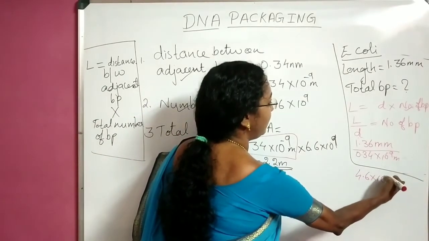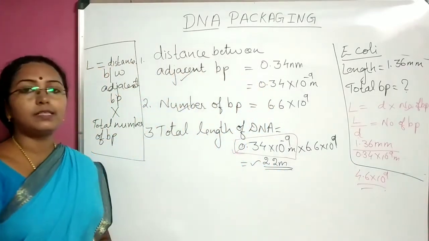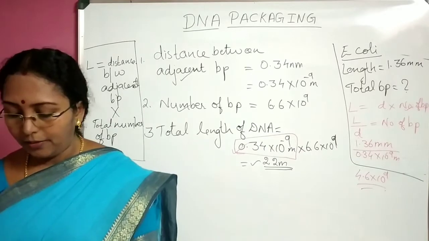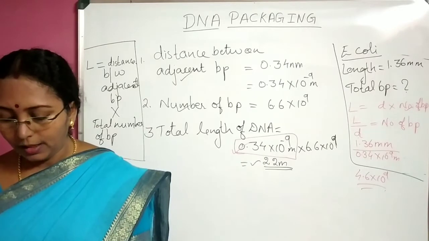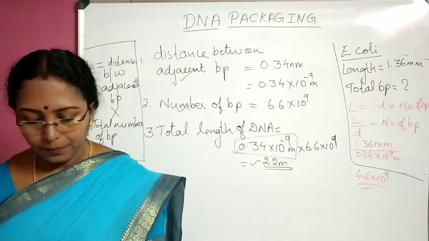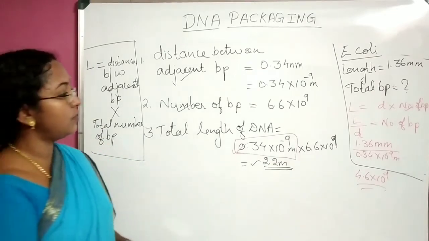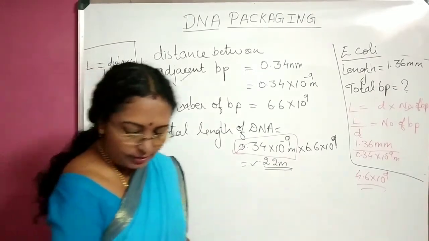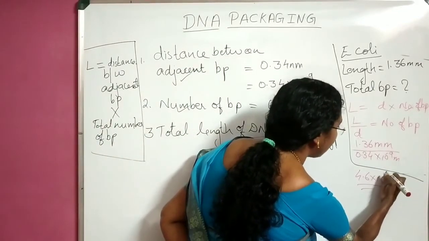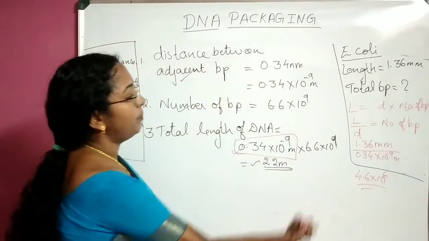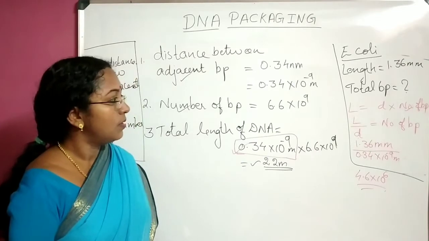4.6 into 10 raised to 9 base pairs are there in our E. coli DNA. So this you have to work out at home and find it out. Sorry, it is not 10 raised to 9, it is 4.6 into 10 raised to 6 base pairs. If you convert millimeter to meter, this will come.